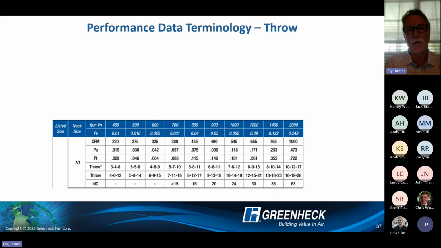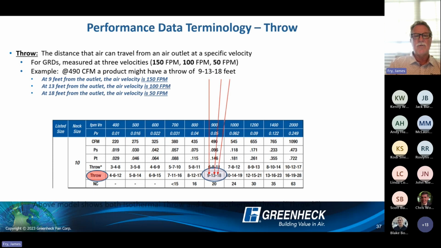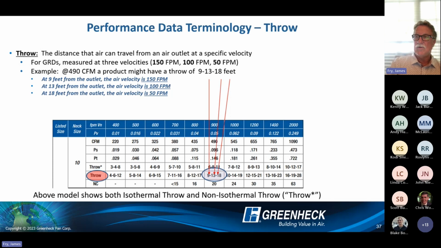Here we are with performance terminology. In our website or our catalog data, we have performance charts that resemble what you're looking at there. Under throw, you have 3 different values. Again, we're talking about 50, 100, and 150 feet per minute. These are the throw values. The one that's circled there is with isothermal air. The one with the asterisk is non-isothermal air. You will have a different throw value for cooling, for cooler air.